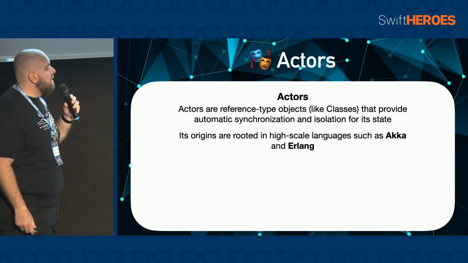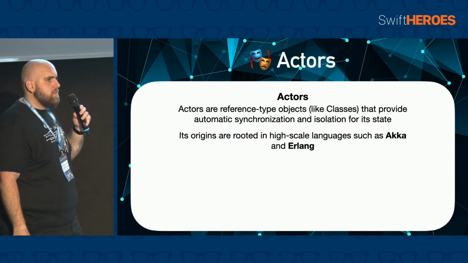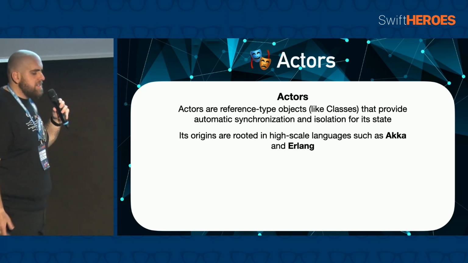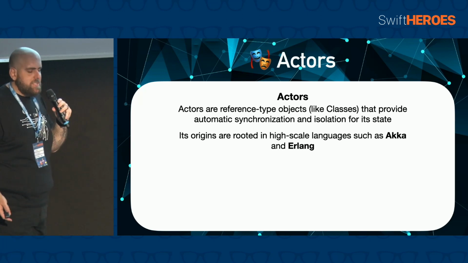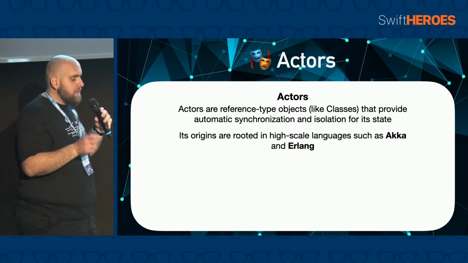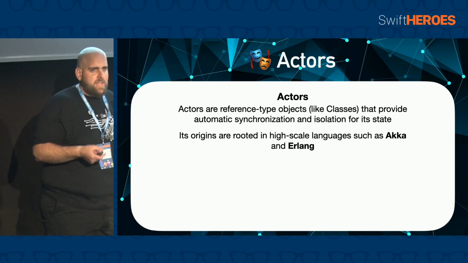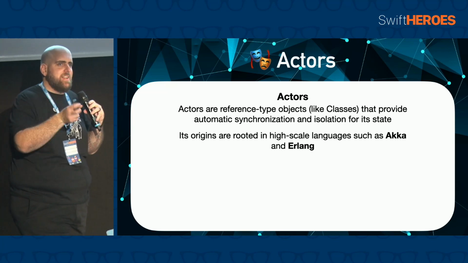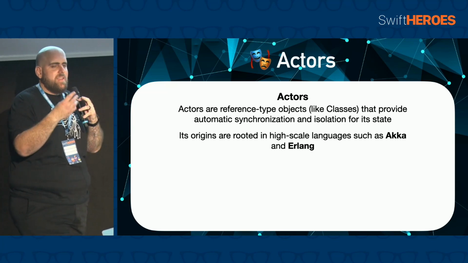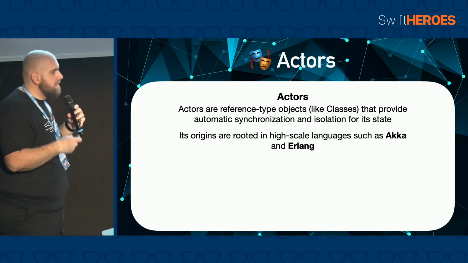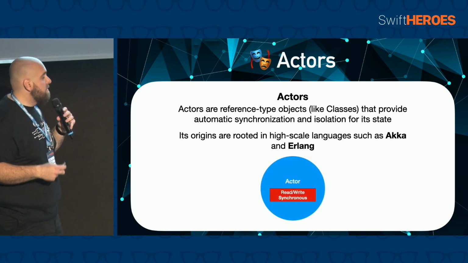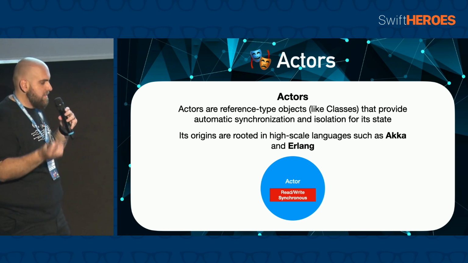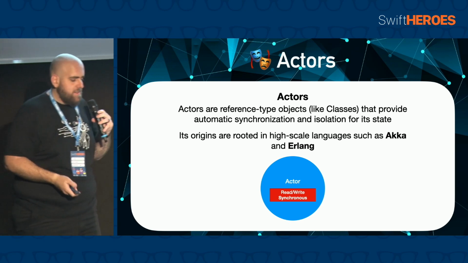So actors are a really cool solution to this problem that was brought in with the entire suite of new concurrency features. It is a class-like object, meaning it's a reference type, and it provides automatic synchronization and isolation for the state. So it automatically does this entire locking and unlocking for you to protect its own state from getting into these thread racing conditions. It's coming from other languages like Akka and Erlang that kind of started this thing, and Swift made its own take on it.